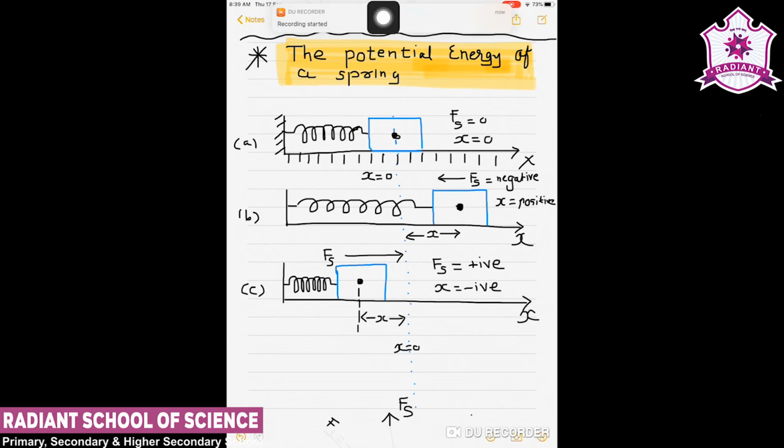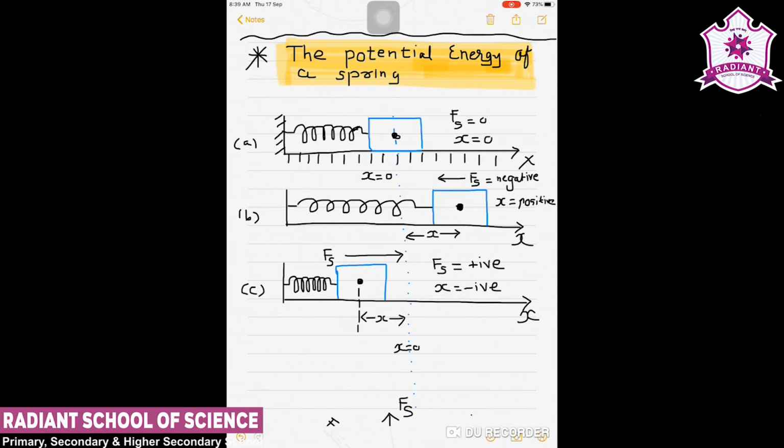Hello dear friends, we will see today the potential energy of a spring. Now the potential energy of a spring, we first see the figure as shown here. In the figure, a block is attached to a spring and resting on a smooth horizontal surface.